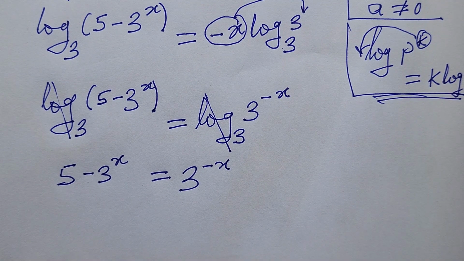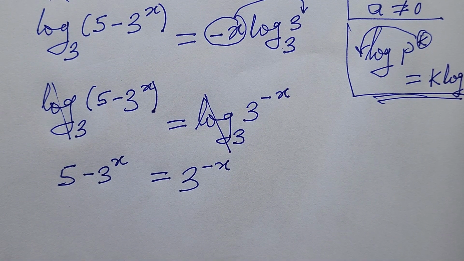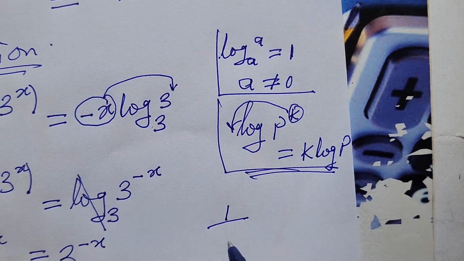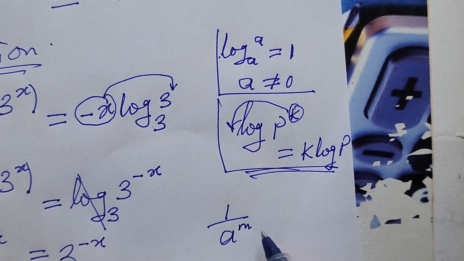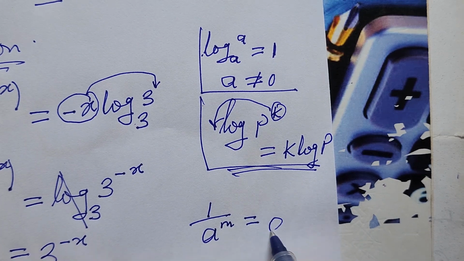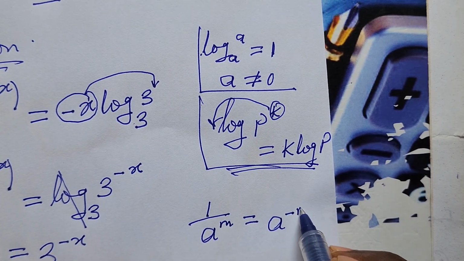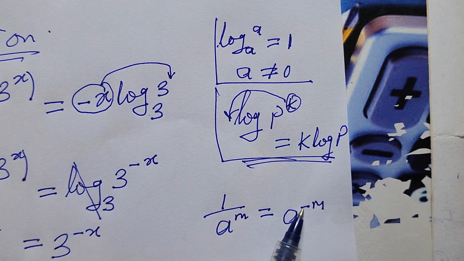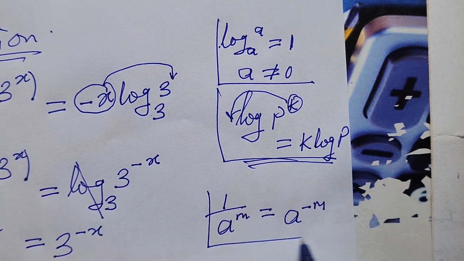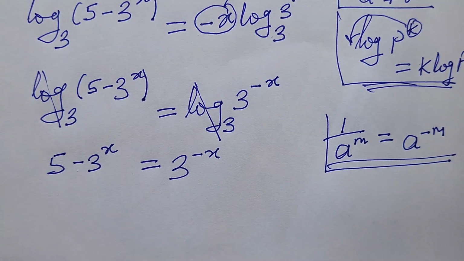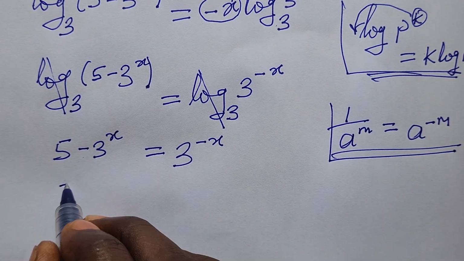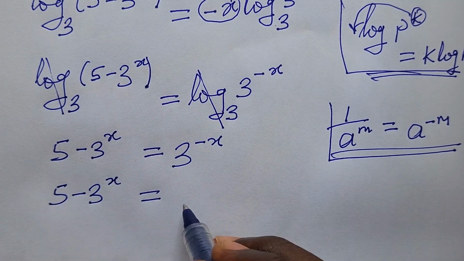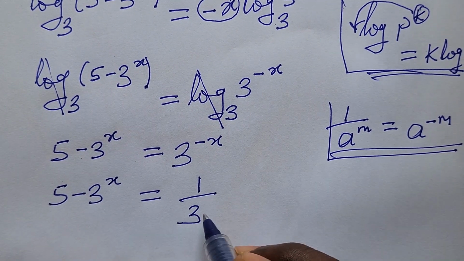We can rewrite this according to the law, right? Good. Which says that if you have 1 all over a to the power of m, this is the same thing as a to the power of -m. So this 1 and this division sign take the place of this minus here. So we can rewrite this, and it will end up giving us 5 - 3^x equal to 1 all over 3^x.